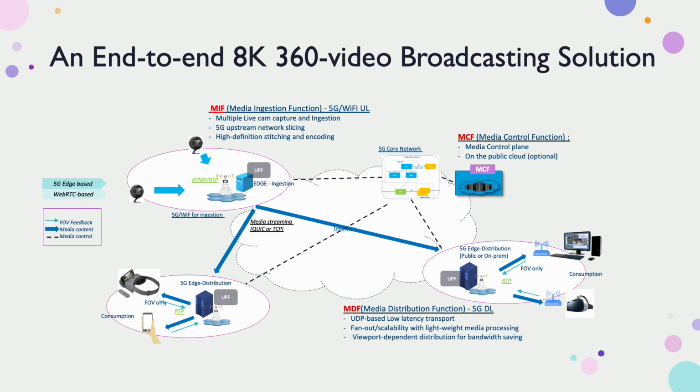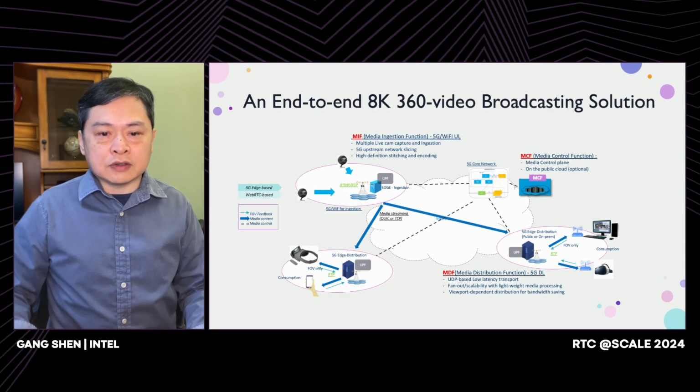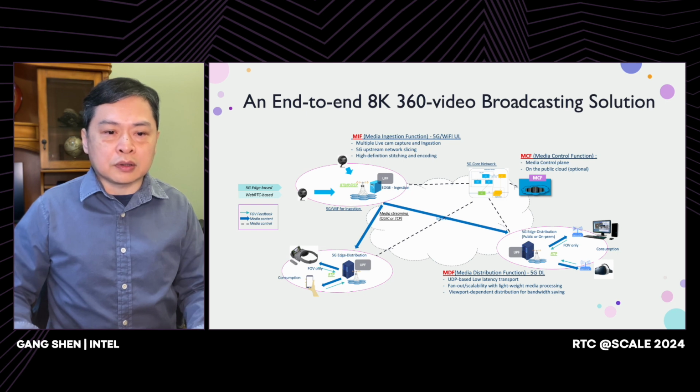There is a media control function in the middle. It will provide signaling and orchestration for different devices, including camera and receiver devices, to join the broadcasting. Media control functions can be placed on the public network.